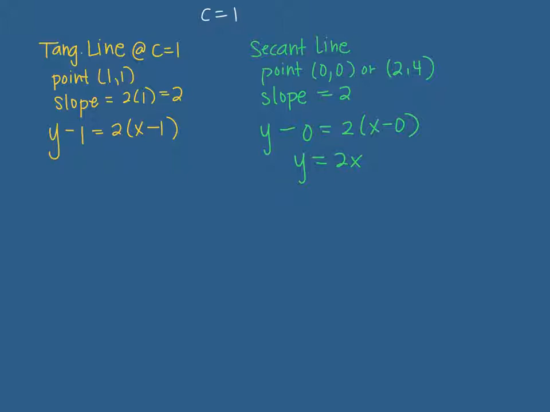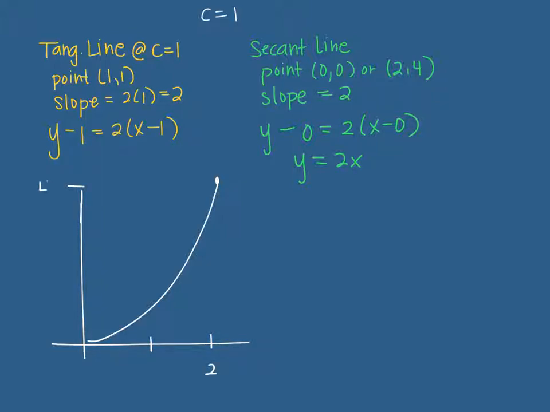So now let's take a look at the drawing. This is a parabola. The parabola goes from 0 to 2 on the x-axis, and its endpoints are at the origin and at 2, 4. The secant line I'll draw in green. The secant line is the line that connects those two endpoints. It has a slope of 2.